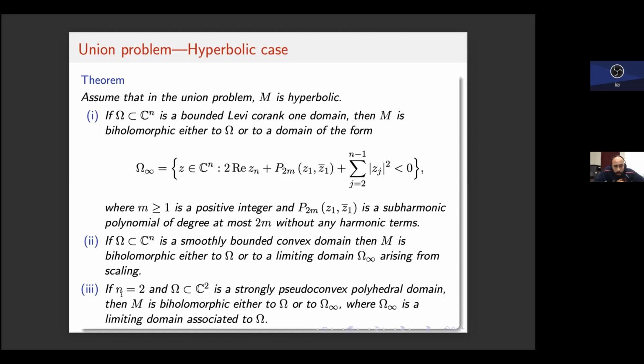We'll stick to C^2 in this case, and let Omega be a strongly pseudoconvex polyhedral domain. This means that Omega is an intersection of finitely many smoothly bounded domains, such that two properties are satisfied. Whenever two or more boundaries intersect, they intersect transversely. And second, smooth boundary points should be strongly pseudoconvex. These domains also can be scaled. And in this case also, the limit is either biholomorphic to Omega or a limit domain arising from scaling. Some more cases to consider.